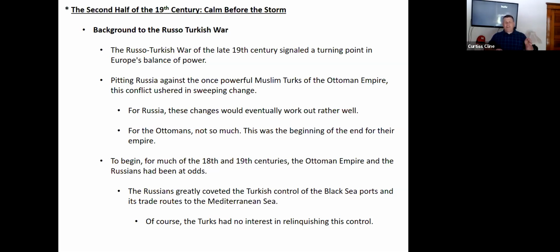For Russia, these changes would eventually work out rather well. For the Ottomans, not so much. This was the beginning of the end for their empire. To begin, for much of the 18th and 19th centuries, the Ottoman Empire and the Russians had been at odds. And the Russians greatly coveted the Turkish control of the Black Sea ports and its trade routes to the Mediterranean Sea. Of course, the Turks had no interest in relinquishing this control.